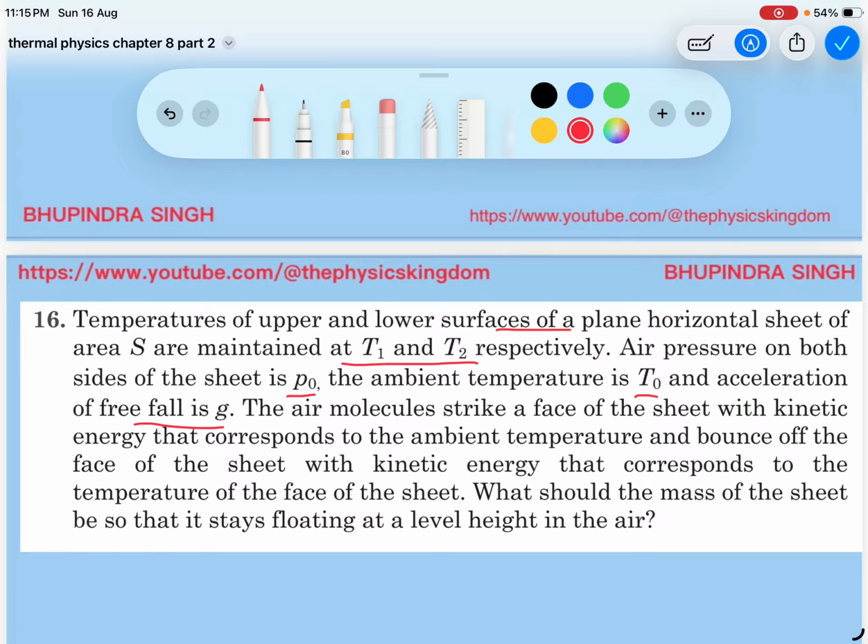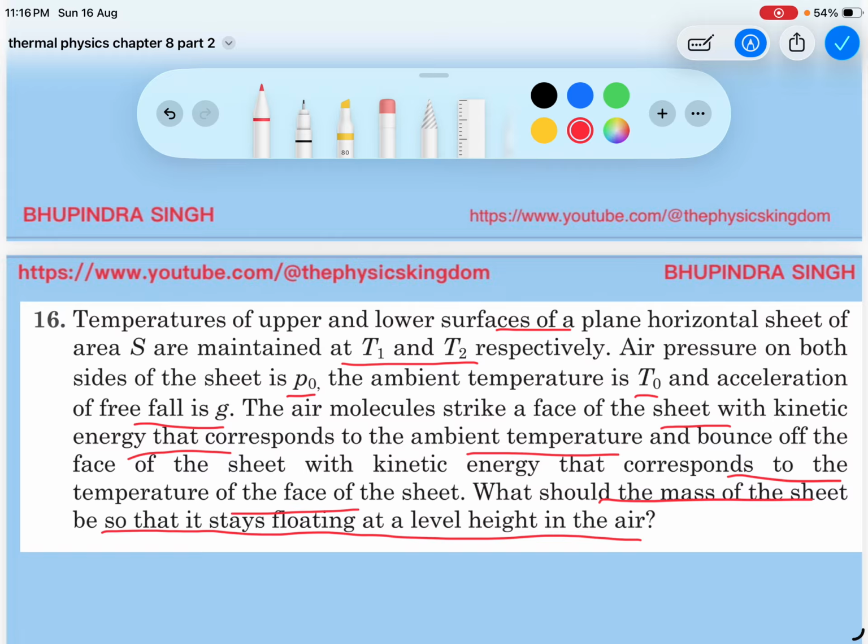Air molecules strike a face of the sheet with kinetic energy that corresponds to ambient temperature, and bounce off the face of the sheet with kinetic energy that corresponds to the temperature of the face of the sheet. What should the mass of the sheet be so that it stays floating at the same height in air?